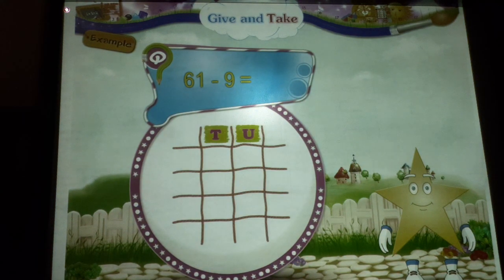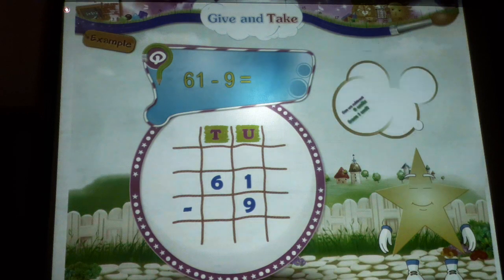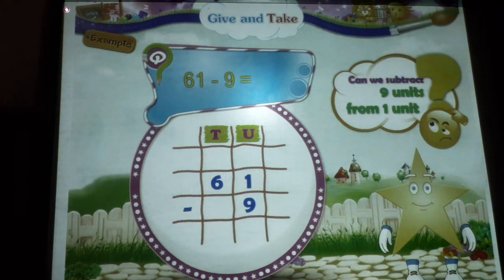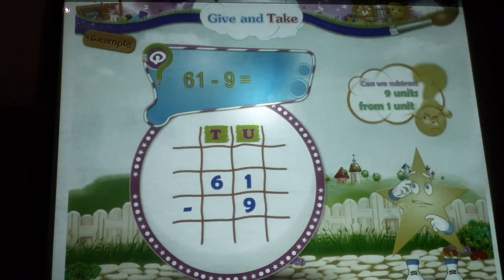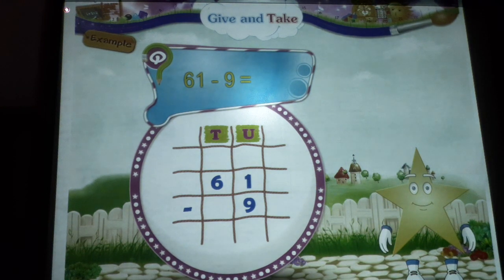61 minus 9. Let us first write the numbers in proper columns. Can we subtract 9 units from 1 unit? No. So, we shall untie 1 ten from 6 tens. We get 5 tens, 10 units.